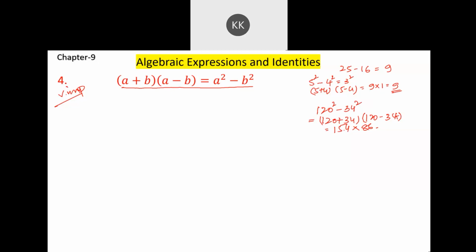It is easier to solve with this method. How do we prove this in an algebraic way? We'll consider the left hand side, a plus b into a minus b.